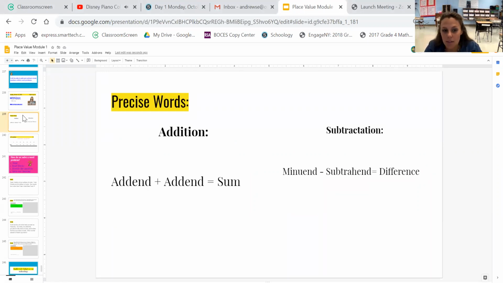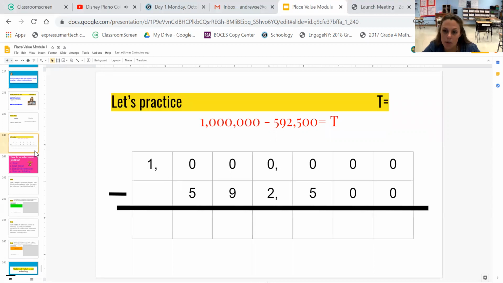Take a look. Addend plus addend equals sum. Addend, addend, sum. Awesome. And then for subtraction, we have minuend, subtrahend, difference. Good. If you need to refer back to these, please feel free to come back and look at this as a reminder. Let's start on our whiteboards by solving for the variable of t.